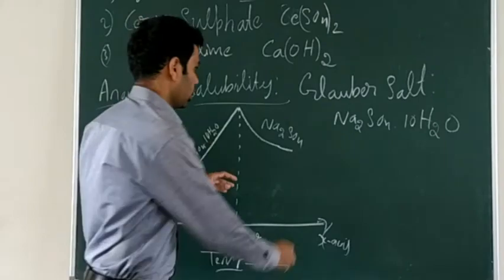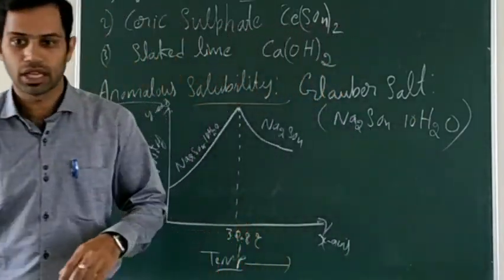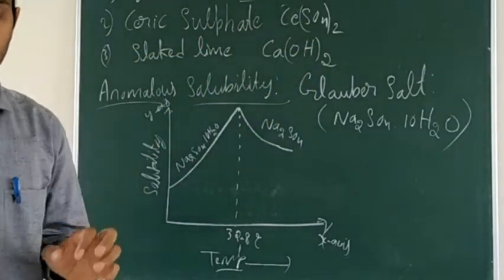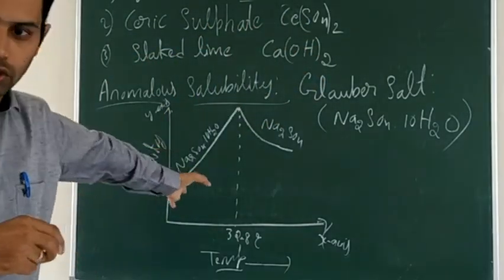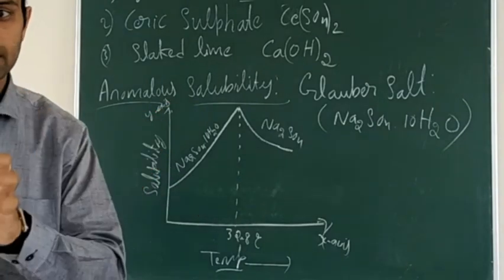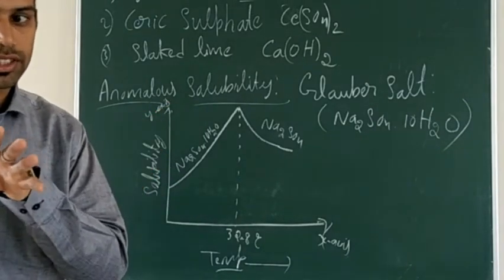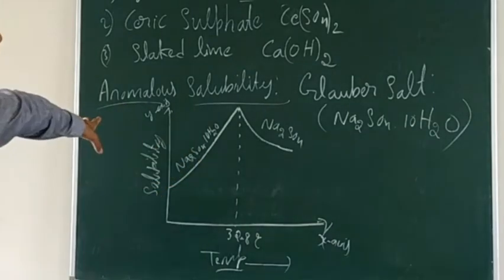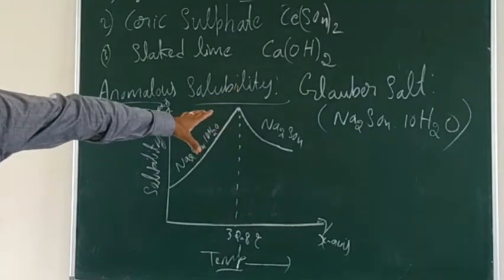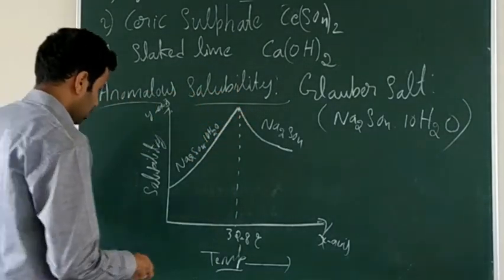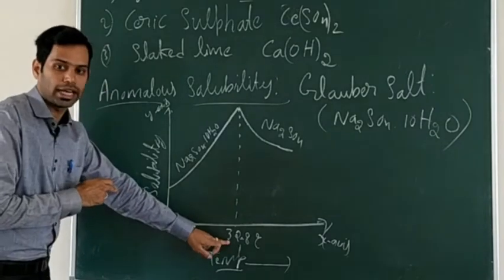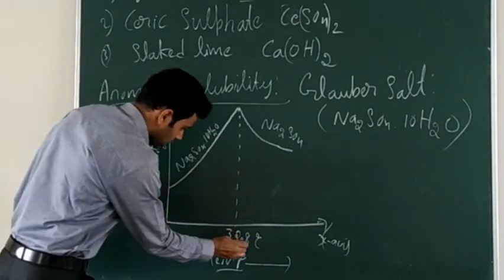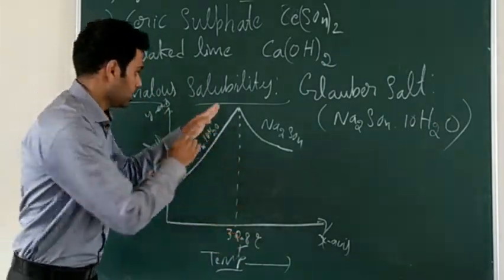So this is the Glauber salt, or generally called hydrated sodium sulfate. Okay, so it has a common name, Glauber salt. So what does it mean? Anomalous solubility is nothing but some of the salts, first their solubility increases and suddenly decreases. In the case of Glauber salt, hydrated sodium sulfate, the solubility increases till the temperature reaches 32.8 degrees Celsius. Then suddenly, when the temperature reaches 32.8 degrees Celsius, it decreases.